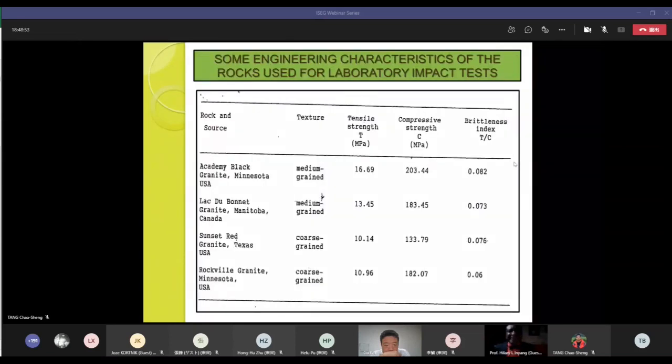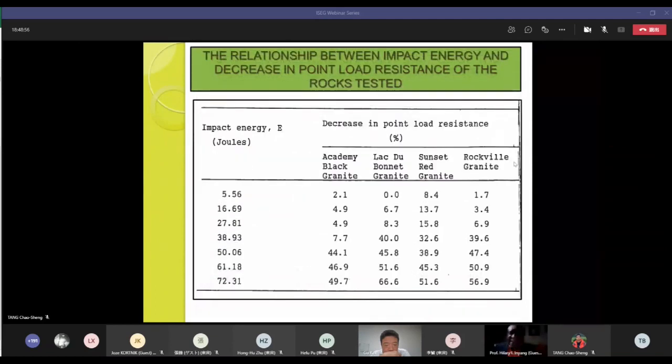Okay, now, so I tested this with a number of rocks. I imposed some impact energy. The impact energy is measured in joules, from 5.56 joules all the way up to 72.31 joules. And I used Academy Black granite from Minneapolis, Lac du Bonnet granite, Sunset Red granite, and Rockville granite. As you can see from this table, point load resistance of rock reduces after impact. And it is most likely that the most effective impact is at 38.93 joules, where we experience a very sharp reduction in the point load resistance.